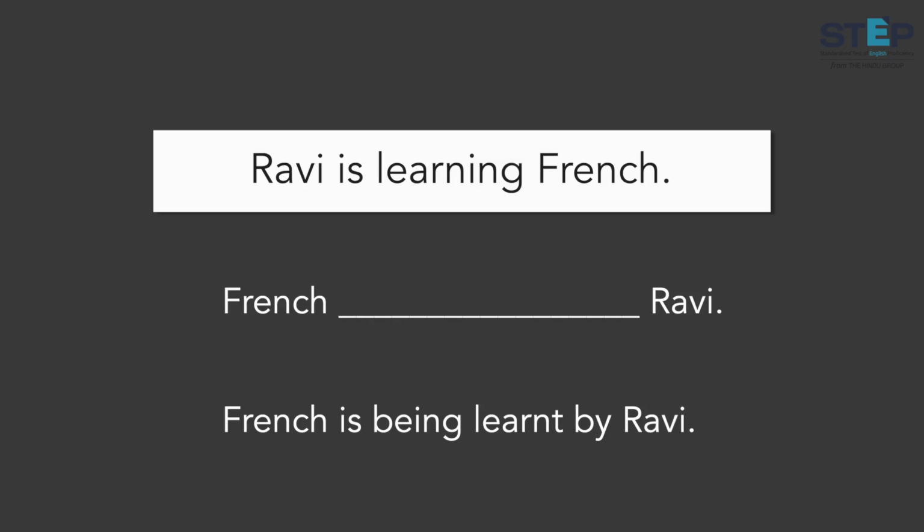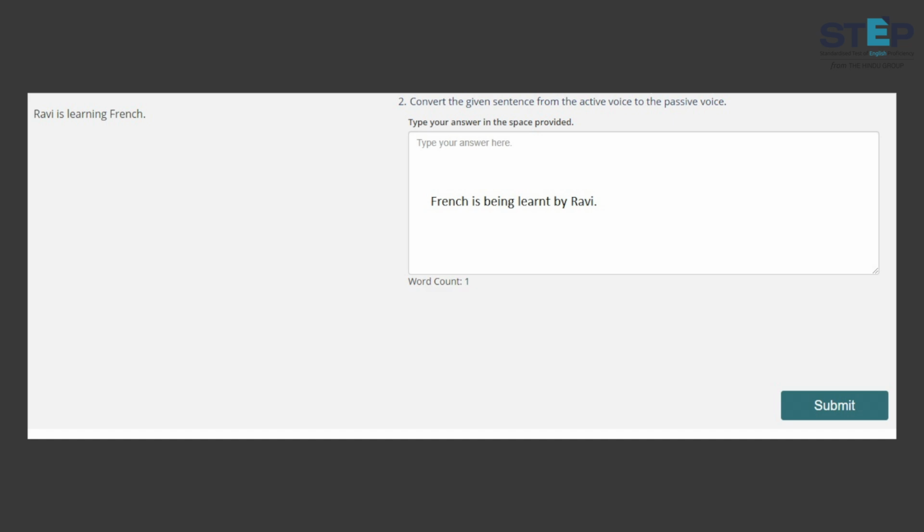Next, let's move the person or thing that performs the action to the end of the sentence. So we have Ravi at the end of the sentence. Let's add the preposition by before Ravi. Now we need to consider a suitable form of the be verb and the past participle of learn. As the sentence is in the present continuous tense, we need to add being along with is. The base form of the main verb in learning is learn, and the past participle of learn is learnt. We get the converted sentence, French is being learnt by Ravi.